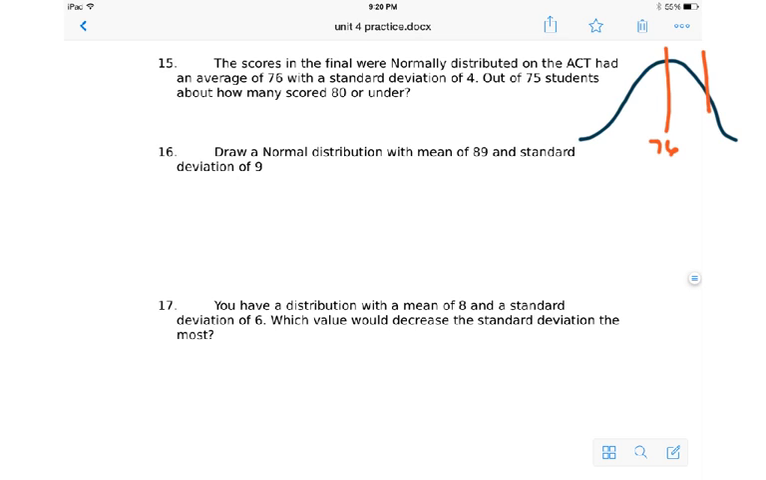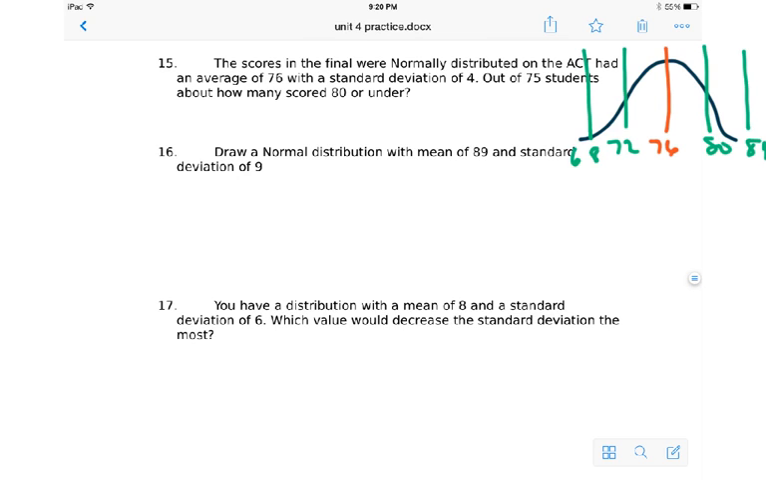So if I go one standard deviation away from the mean, maybe I'll use a different color this time for standard deviations away. So one standard deviation away from the mean is going to be 80 on this side and 72 on this side. And a second standard deviation away would be 84 and 68. All right, and so the question was, out of 75 students, how many scored 80 or under?